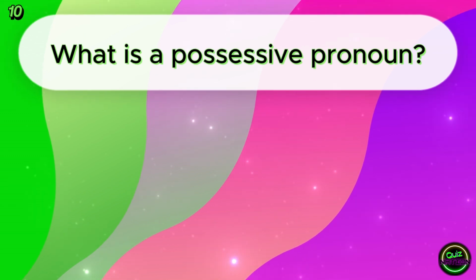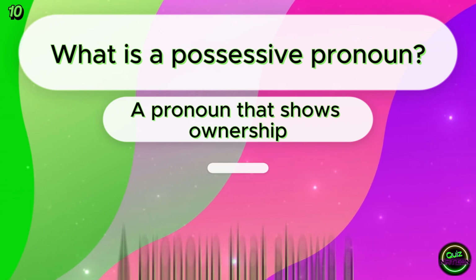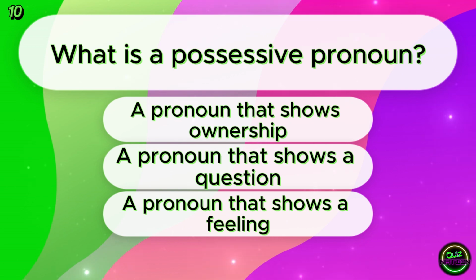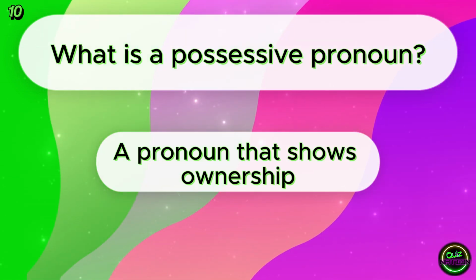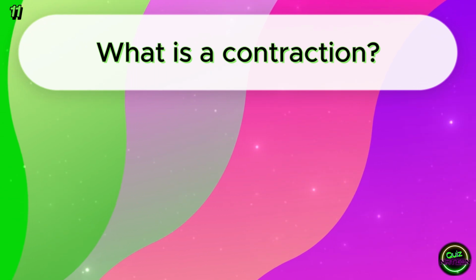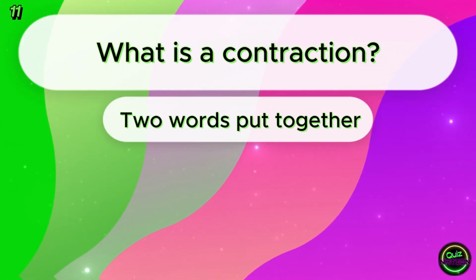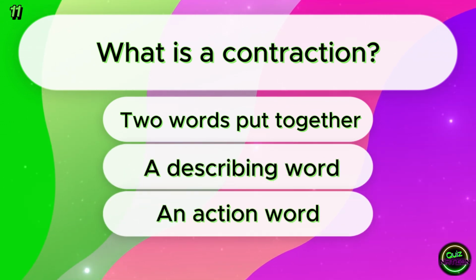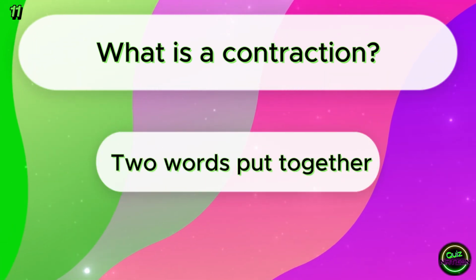What is a possessive pronoun? A pronoun that shows ownership, a pronoun that shows a question, a pronoun that shows a feeling. A pronoun that shows ownership. What is a contraction? Two words put together, a describing word, an action word. Two words put together.